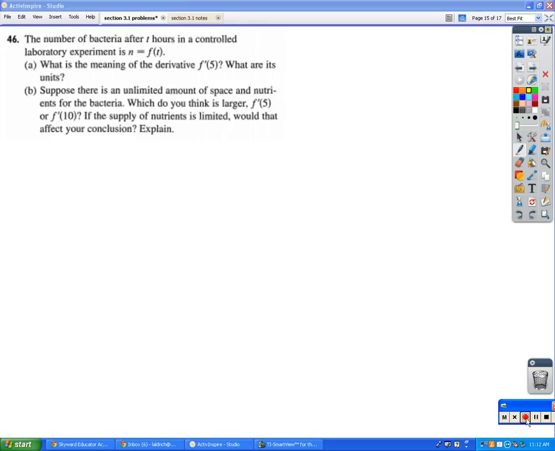46B. The number of bacteria after T hours in a controlled laboratory experiment is N equals f of T. T is in hours, and N is the number of bacteria. We are supposed to understand that T is the x and N is the y.